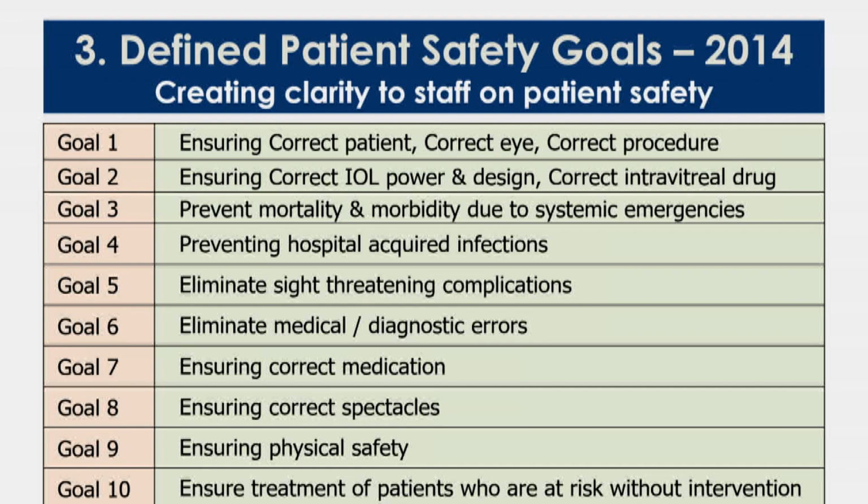The third thing we did is, initially we shared borrowed safety goals from the JCI, but here we came up with our own 10 goals, what we really expect to be prevented and addressed within the organization. So we listed 10, but to have these 10 goals, we may have about 50 or 60 protocols and processes in place.